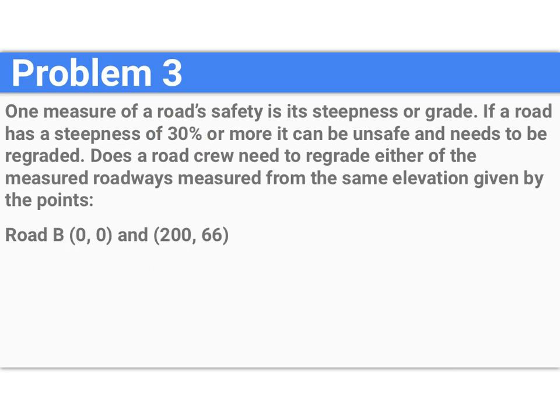Okay, here we go, same problem. So 66 over 200. Because we're dealing with a percentage, 66 divided by 200 gives us 0.33. And that tells us that this road is unsafe and needs some work.